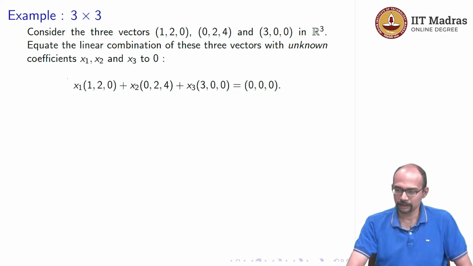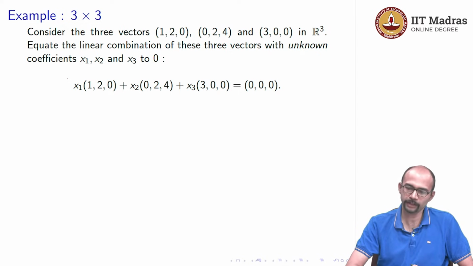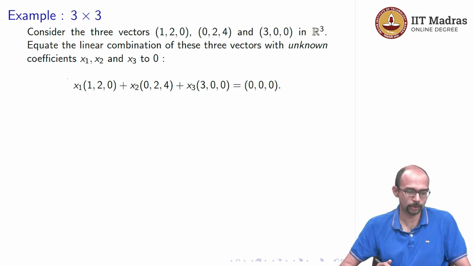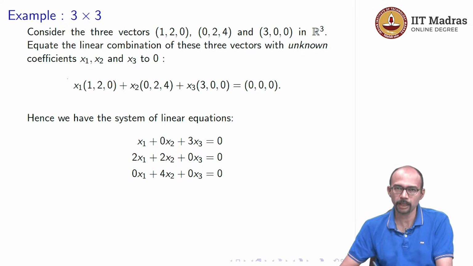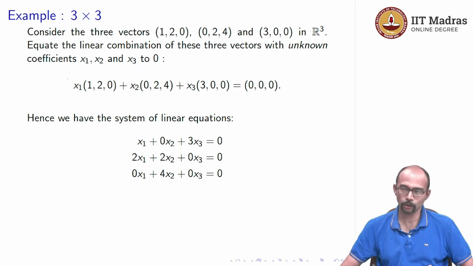So, let us take unknown coefficients x1, x2, x3 and equate that linear combination to 0. So, you have x1 times (1, 2, 0) plus x2 times (0, 2, 4) plus x3 times (3, 0, 0) is (0, 0, 0). Let us take the corresponding coordinates on each side. So, doing that we get x1 plus x2 times 0 plus 3 times x3 is 0, then 2 times x1 plus 2 times x2 plus 0 is 0, and then 0 times x1 plus 4 times x2 plus 0 times x3 is 0.